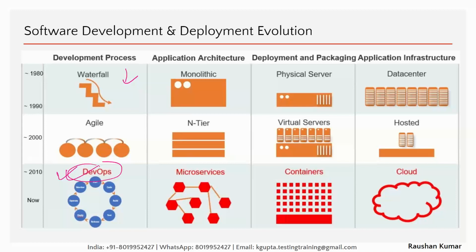Okay. Thank you. So that's about the development process. The same thing happened in application architectures. Back when the software industry started, everything was a monolithic application. When I say monolithic, consider the application layer. Let's say a 3-tier application: web server, application server, and DB.